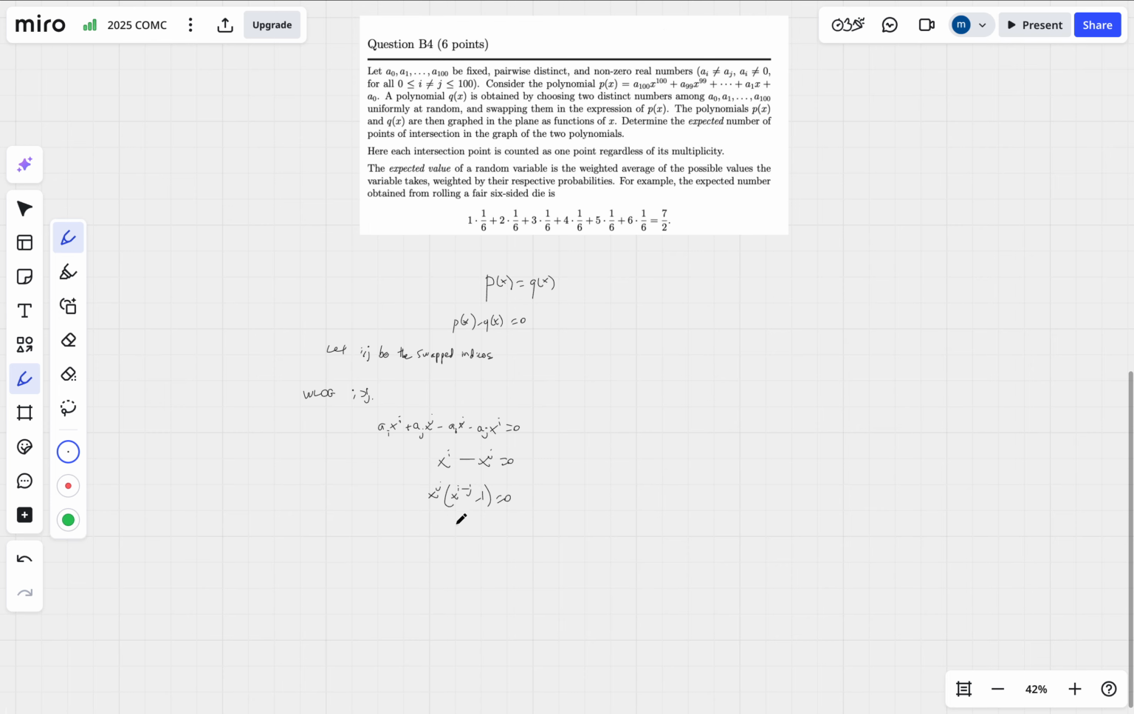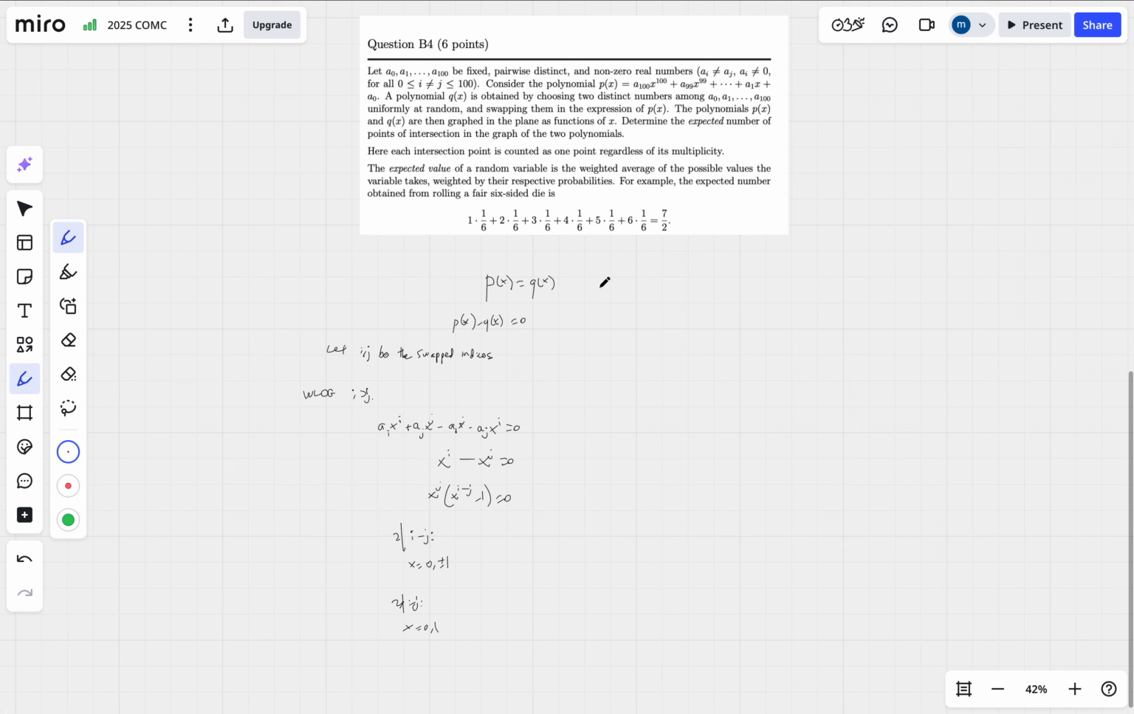So we see that when i minus j is even, x can equal 0 or plus or minus 1. And when it's odd, x equals 0 and 1.